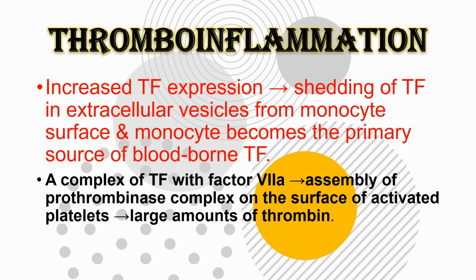Again, over time, an increased tissue factor expression from the monocytes and its shedding into vesicles in the extracellular space from the monocyte surface will become the primary source of blood-borne tissue factor, and this tissue factor will activate factor 7, which will later on form thrombin, and so we will get at the end the generation of a large amount of thrombin.